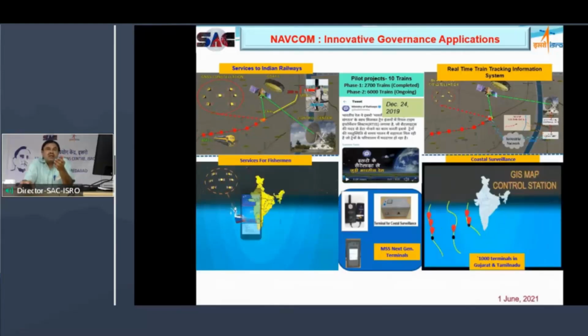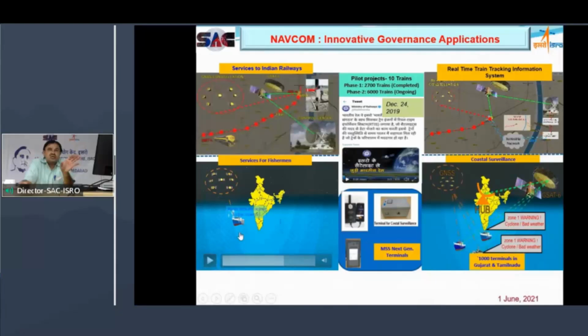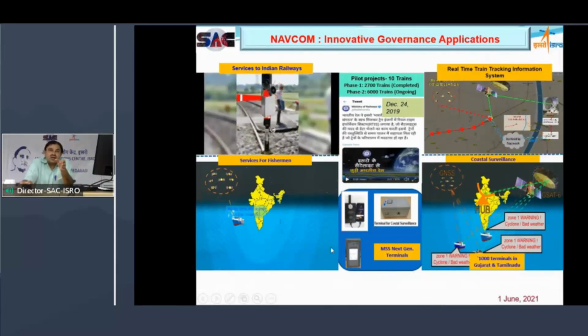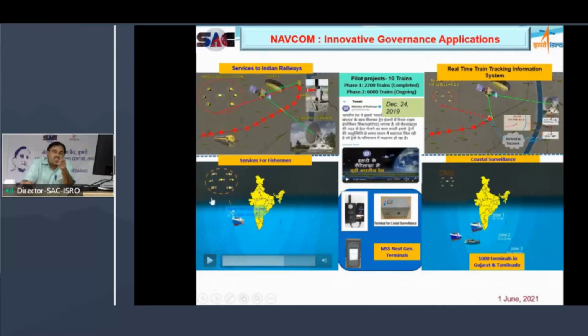Something similar where they will get better fish yield. So that information also we will give them every day, evening 5 o'clock. Then cyclone alerts. Then if they are crossing international waters, if they are going towards Sri Lanka or going towards Pakistan waters, they will be alerted that now you are violating international borders in the sea.